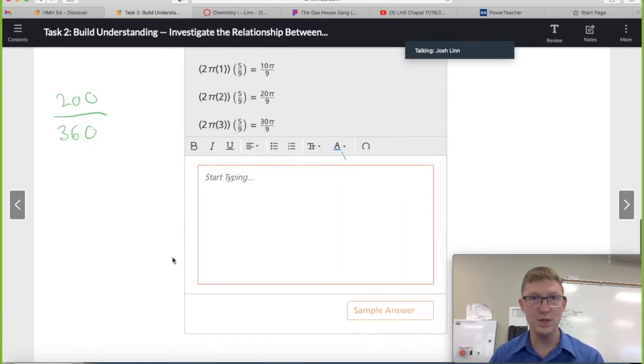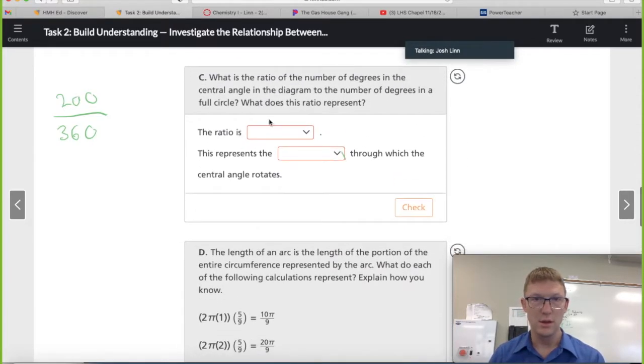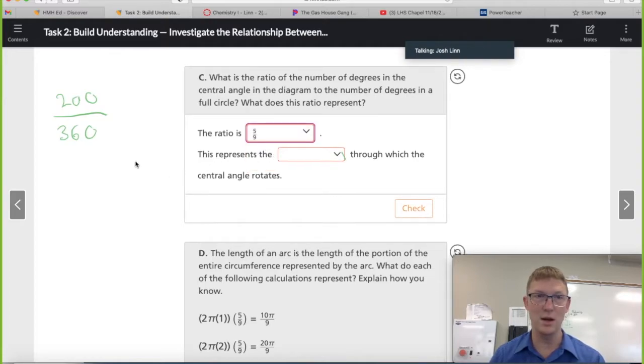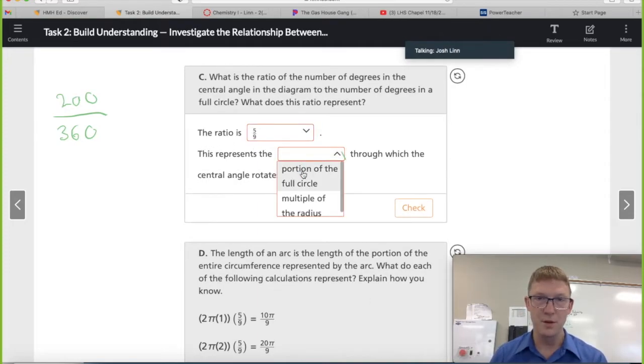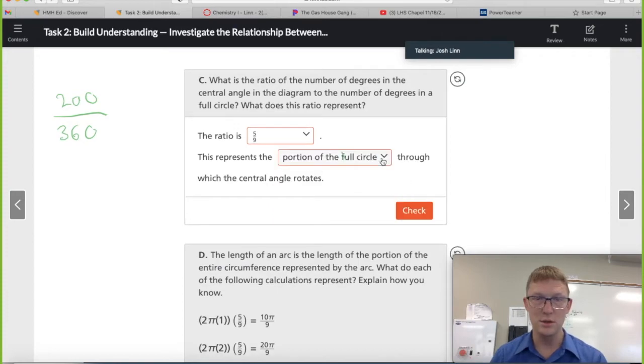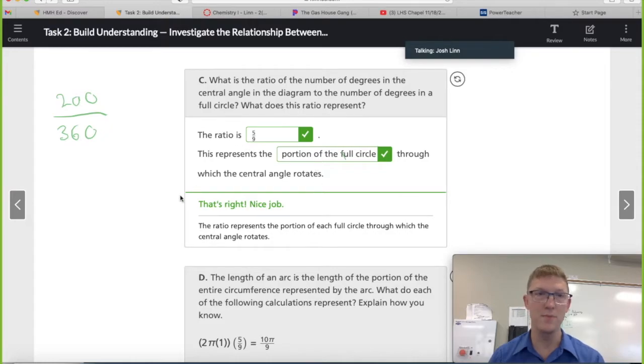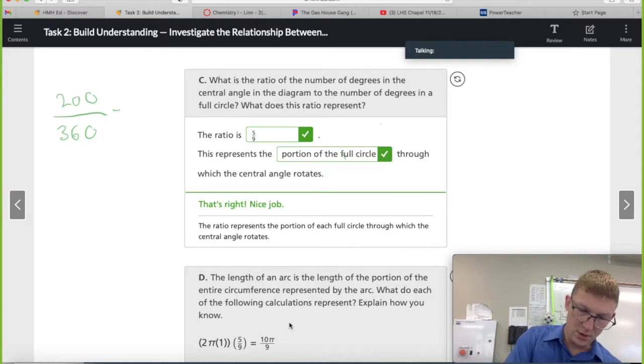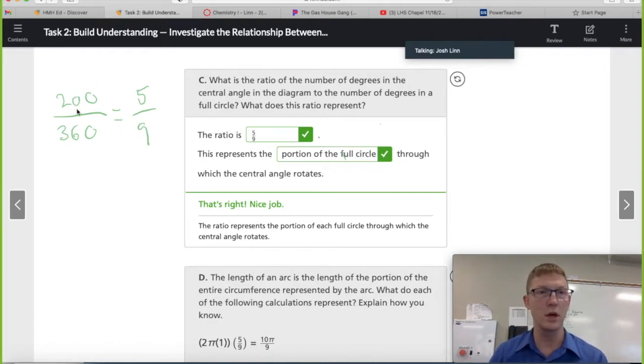So that ratio is, I believe it's 5/9. I didn't pull out the calculator. I guess I could do it real quick, but this represents a portion of the full circle. Did I get it right? Yay! 5/9. You can check me with a calculator, or you can do it by hand. You can just simplify this fraction by hand.